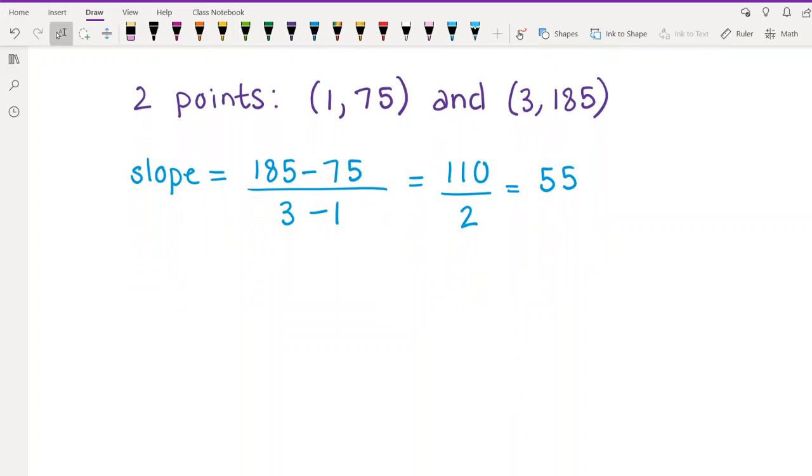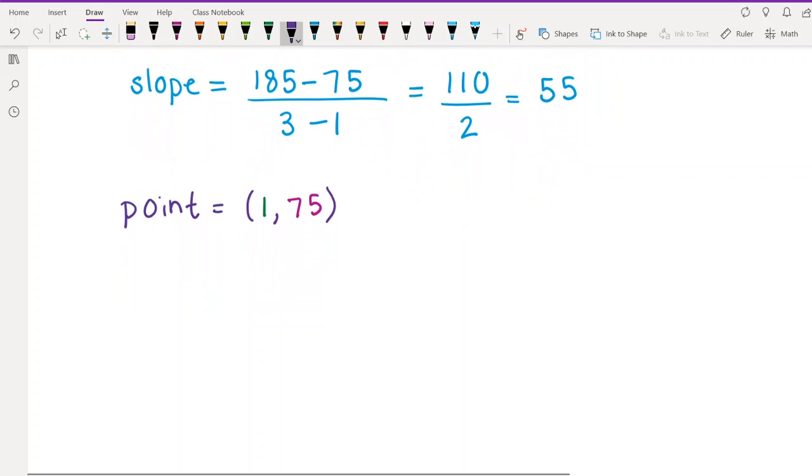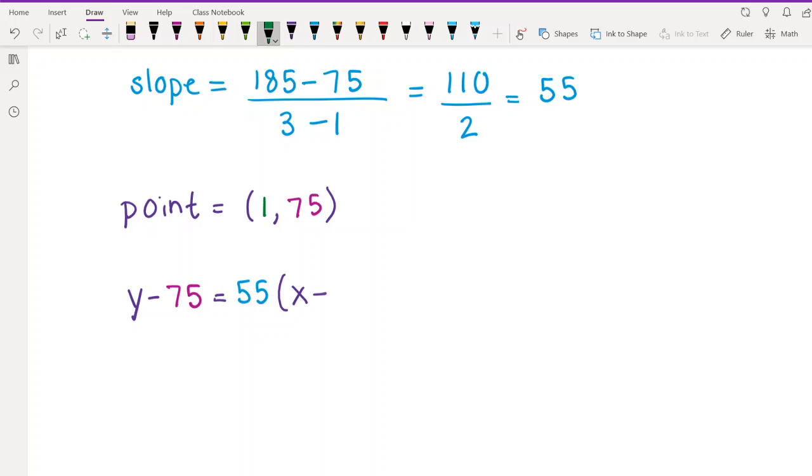And now we can choose either point we want. In this case, these points are pretty much equally simple, but let's do the first point just because the numbers are a little smaller. So for our point here, we have an x coordinate of 1, y coordinate of 75. And so now we're ready to write our equation in point slope form. So we would say y minus our y coordinate, so y minus 75, is equal to the slope, so 55, times x minus our x coordinate, which is 1.